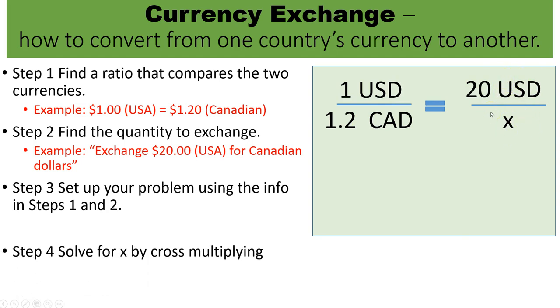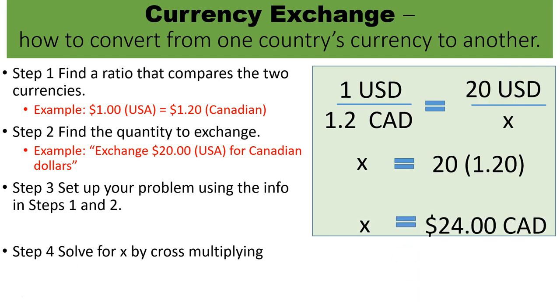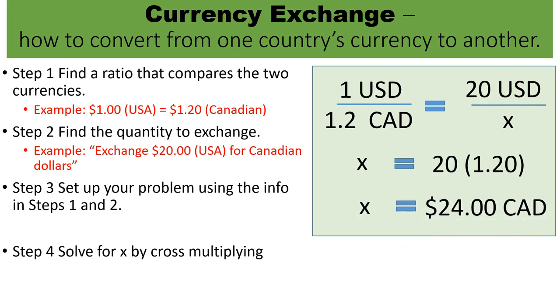Then I'm simply going to cross multiply. So X is going to equal 20 times 1.2. So X tells me that in this case, 20 US dollars is going to buy me 24 Canadian dollars.